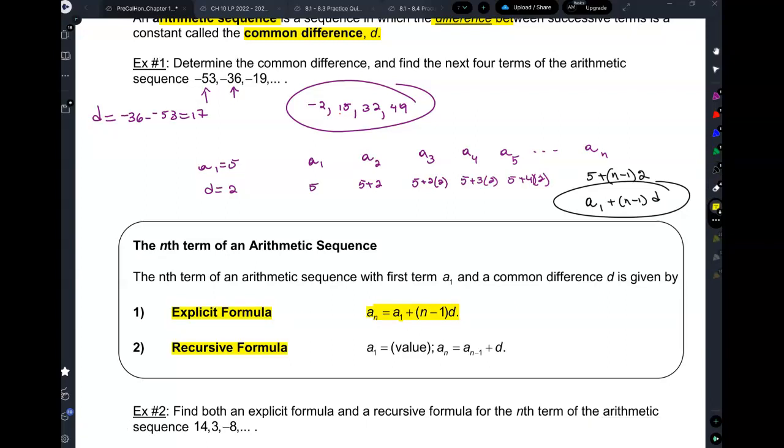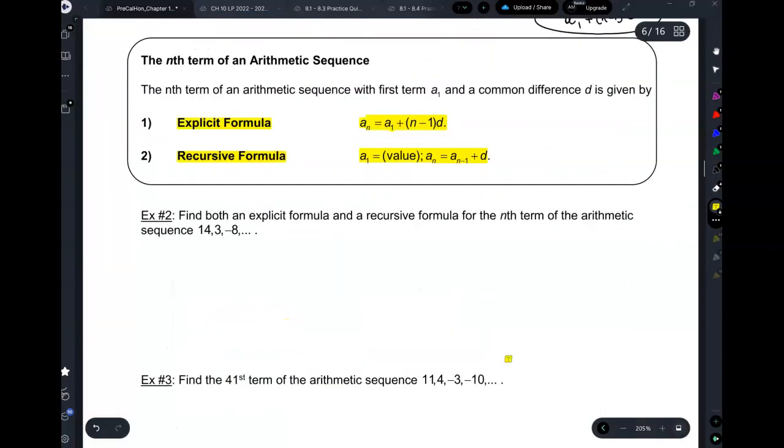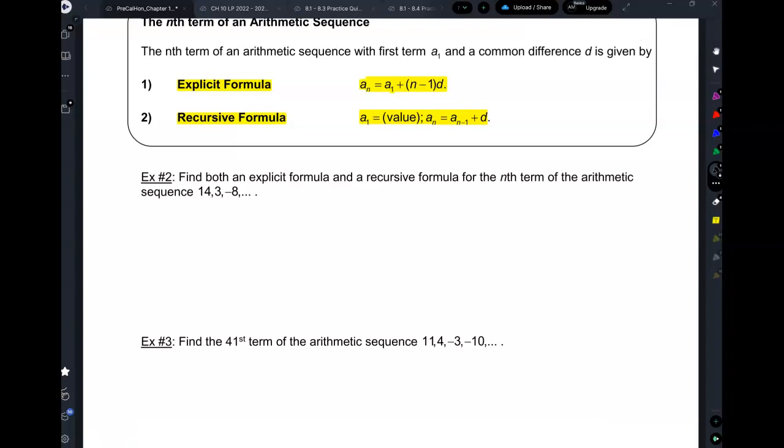All right. Now, to find the recursive formula, you just say A1 is whatever value, and then AN is AN minus 1 plus D, okay? All right, so let's do some of these here. Let's find an explicit formula and a recursive formula for the nth term of the arithmetic sequence. Okay, so first one here, A1 is equal to 14. How much is D? 3 minus 14, negative 11.